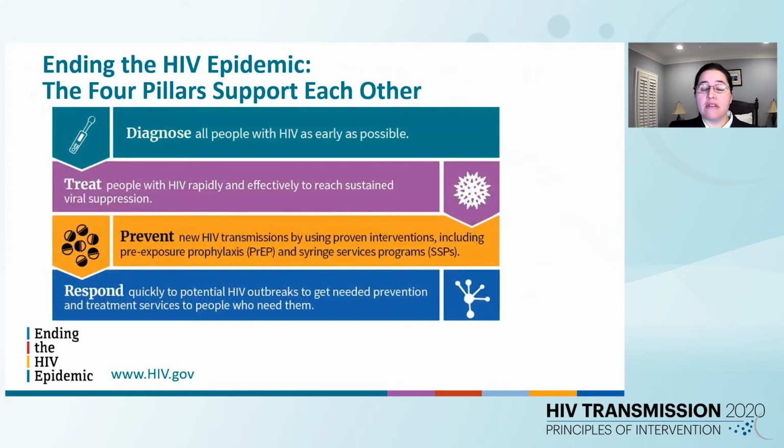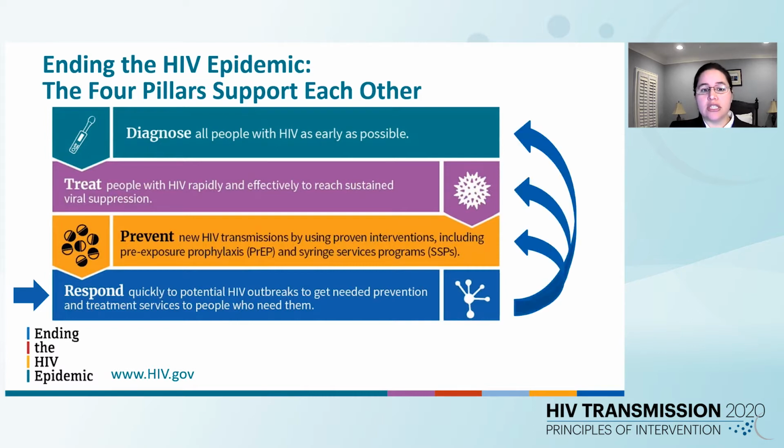It's important to note that the four pillars are not isolated activities, but rather support each other. For example, cluster and outbreak response is a strategy that is critical to guiding other prevention strategies, helping programs identify where these other strategies are most needed. Cluster detection shines a light on populations and networks that aren't being effectively reached by existing prevention activities. Doing so allows cluster response to help programs identify where prevention resources need to be focused.